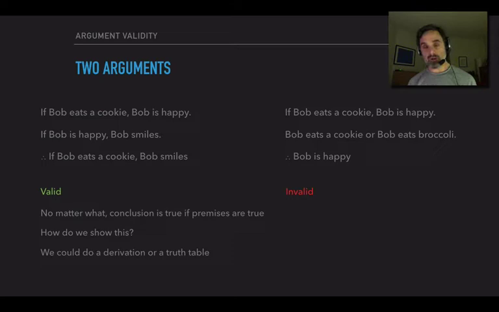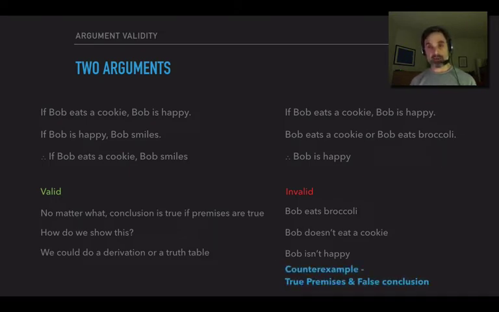Well, consider the following situation. Let's say Bob eats broccoli. That makes the second premise true. Let's say that Bob doesn't eat a cookie and Bob isn't happy. That means the first premise, the conditional, is true. But if Bob isn't happy, then the conclusion is false. So both the premises are true and the conclusion is false, and so what we have is a counterexample with true premises and a false conclusion.